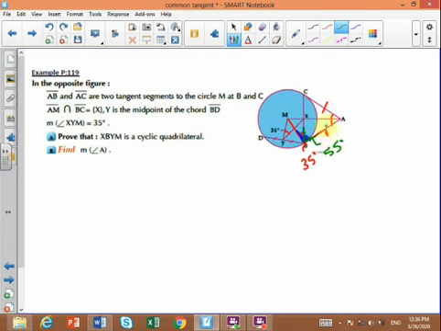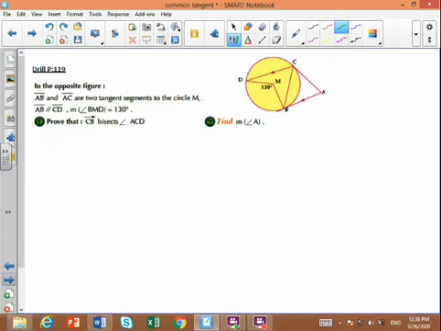Since the tangent segments are equal in length, angle ACB will also be 55. So I can get the third angle in triangle ABC, which is 180 minus 55 plus 55, equals 70 degrees. This is a very easy drill. AB and AC are two tangent segments, okay, so they are equal in length.